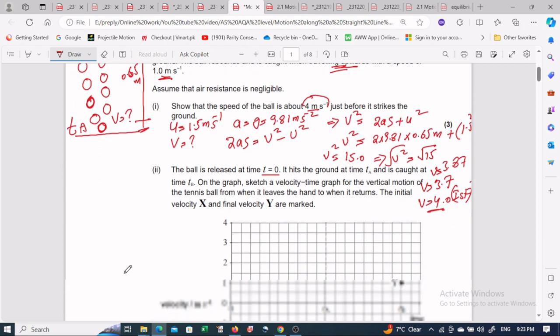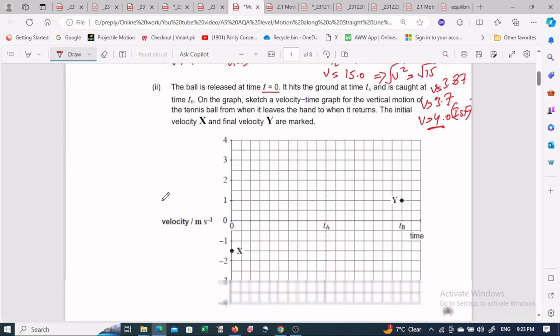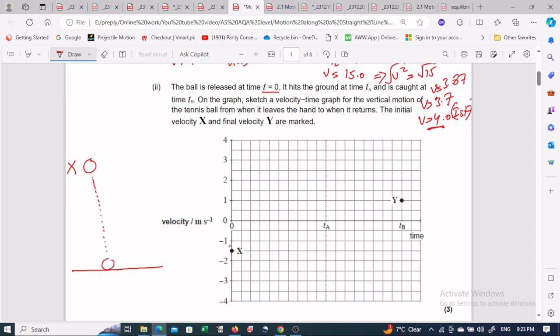On the graph, we have to sketch the graph. The x and y points are marked. X point is when the ball is released from the height. When the ball goes down and strikes just before hitting the ground, its initial speed is 1.5 meter per second and its final speed is 4 meter per second. So we just draw the graph.